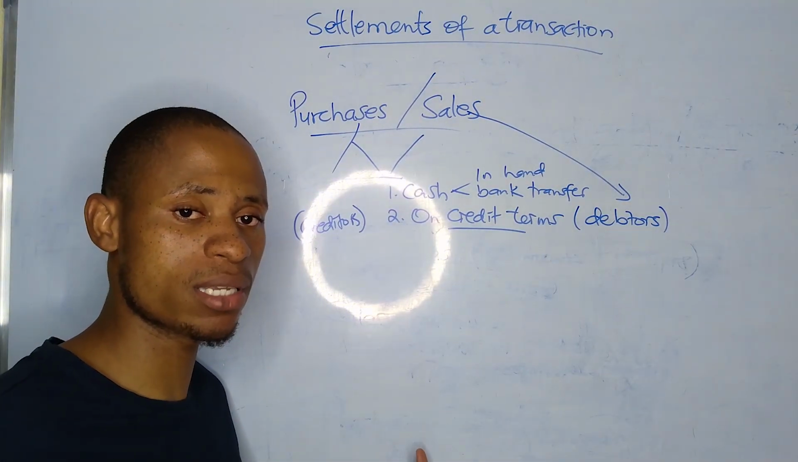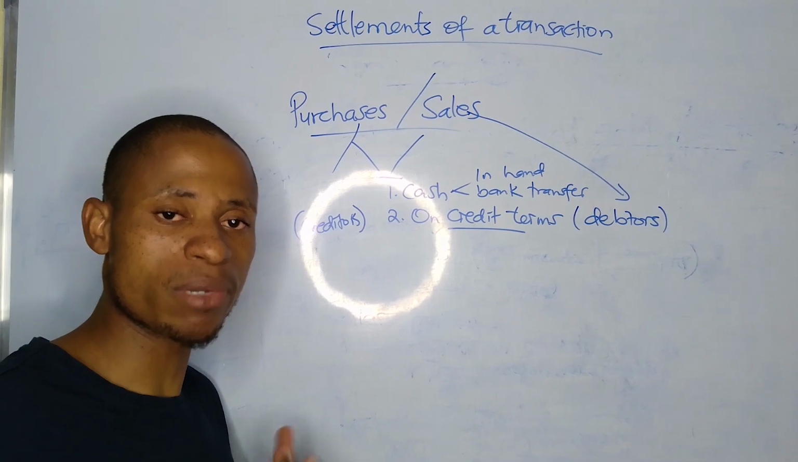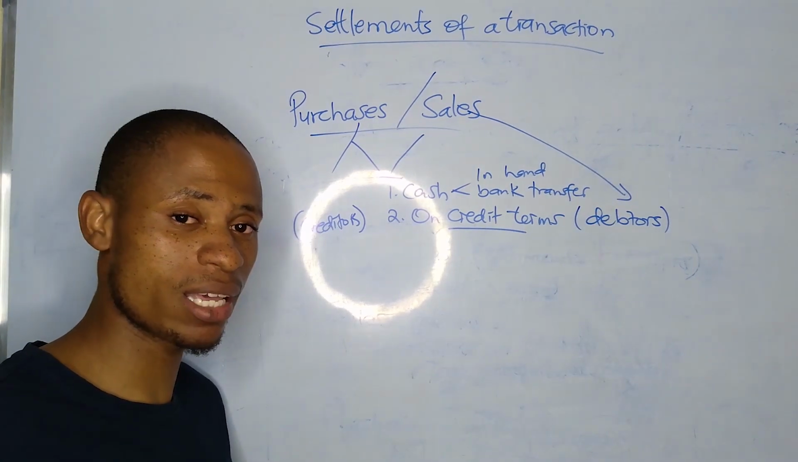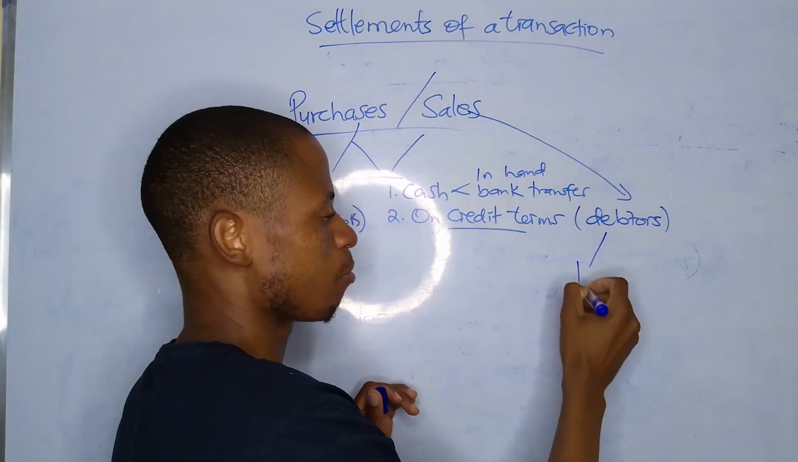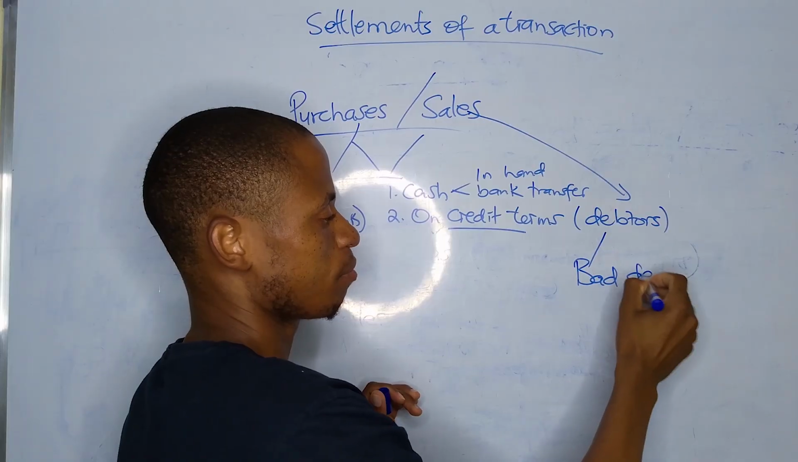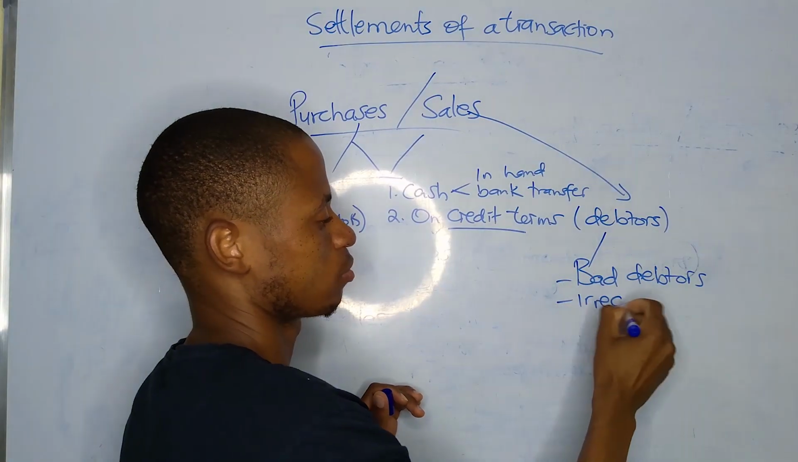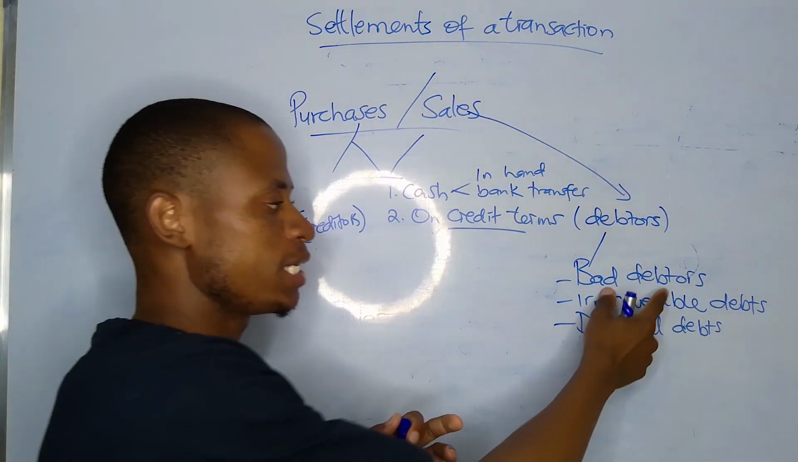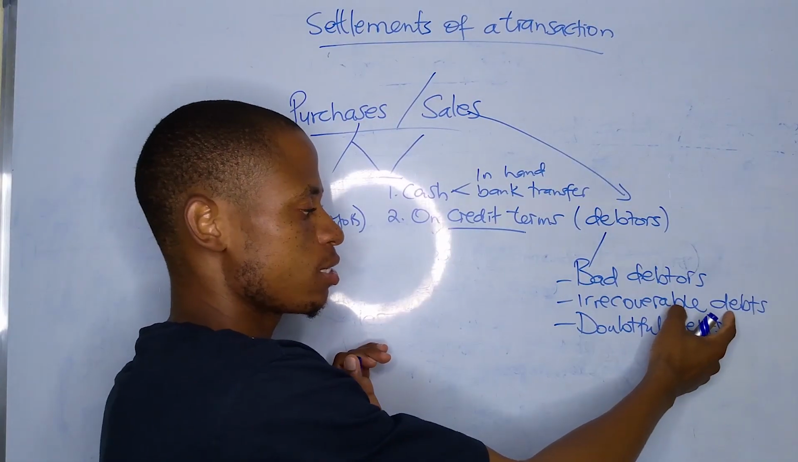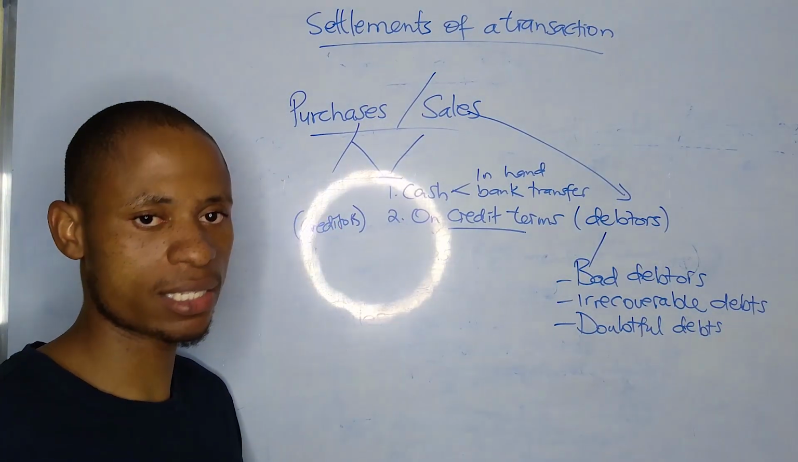If the period elapses, the accounting period has finished, but our debtors haven't paid yet. Now they become irrecoverable debts, which are known as bad debtors. So they'll be called bad debtors, they'll be called irrecoverable debts, they'll be called doubtful debts.